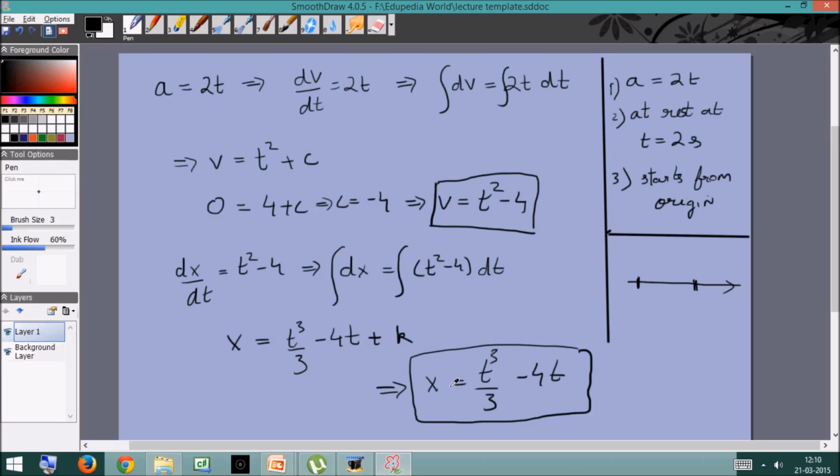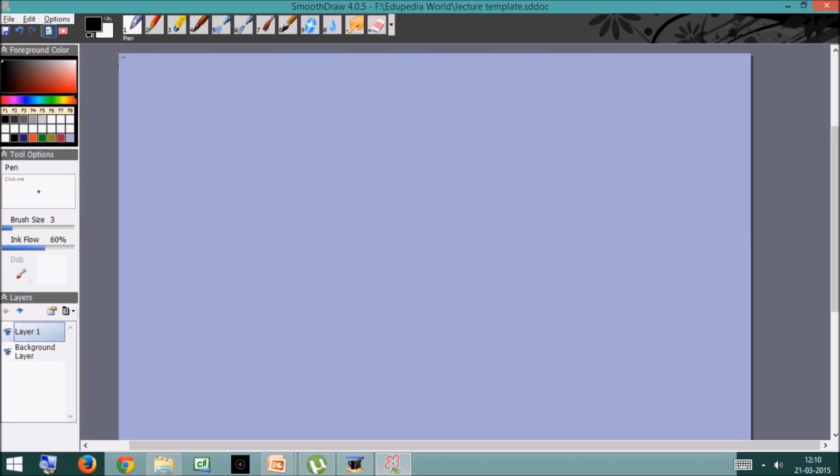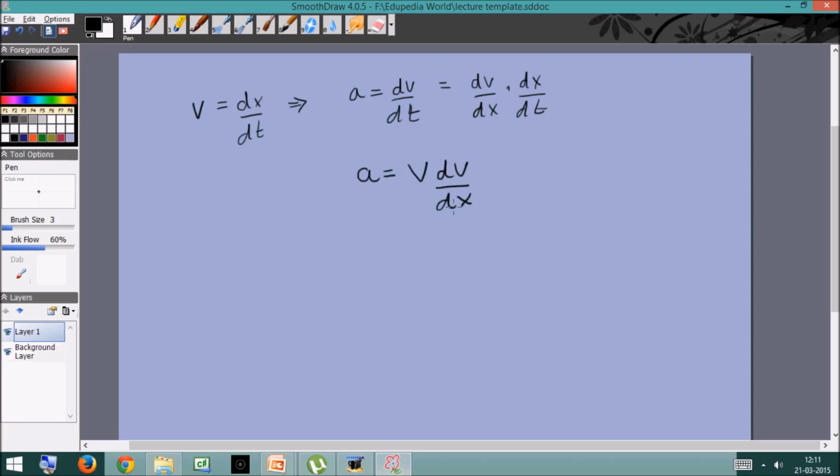Apart from these few formulas, there's another formula which sometimes is used. So if we see that v is equal to dx by dt, from that we can see that a is equal to dv by dt, which I can write as dv by dx times dx by dt using chain rule. But since dx by dt is v, we have another equation, a is equal to v dv by dx. So this equation can be helpful when instead of being given the velocity as a function of time, we are given the velocity as a function of position.